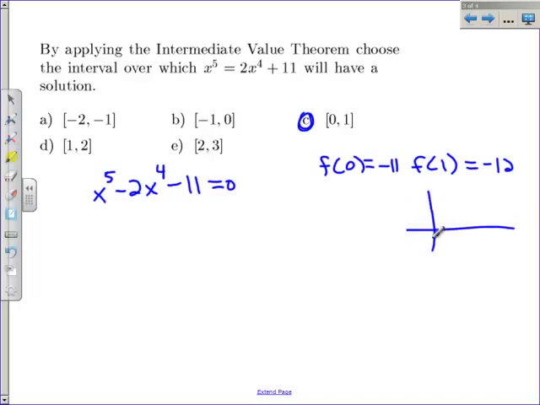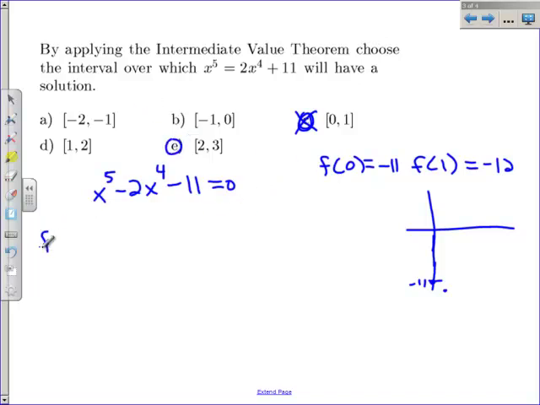Well, it doesn't tell me much. It tells me that at 0 it's down here at negative 11. And then at 1 it's down here at negative 12. So does the graph have to equal 0 in between these 2 points? No, because equaling 0 means crossing the x-axis. So it's not that one. Let's try E here. Let's try 2 and 3.